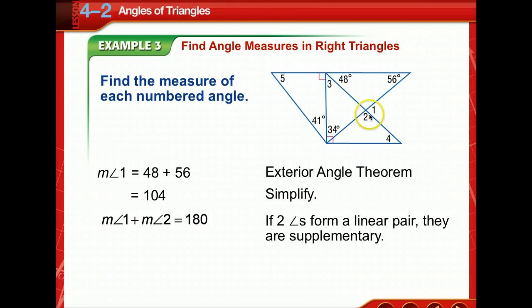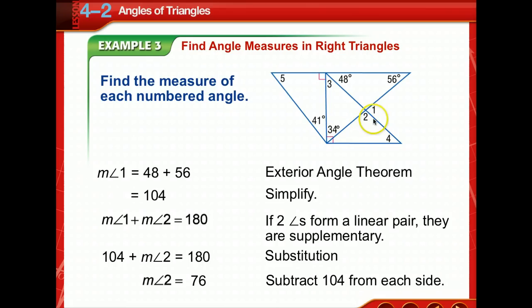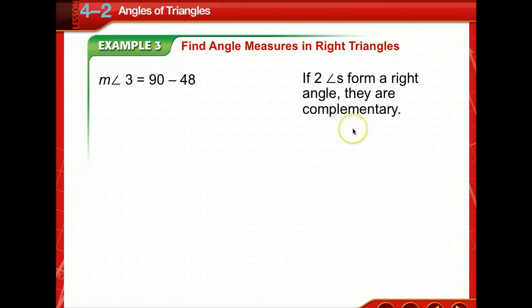Now we know the measurement of angle 1 and the measurement of angle 2 form a linear pair, so they are supplementary. So they equal 180. Well, we know what the measurement of angle 1 is, 104. So the measurement of angle 2 is 76. So now it's a good thing you have your drawing on your paper, because we're looking at the measurement of angle 3. Well, two angles form a right angle. They are complementary. So 90 minus 48, the measurement of angle 3 is 42.